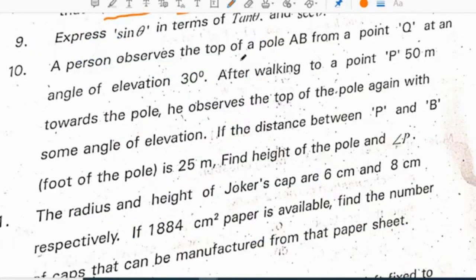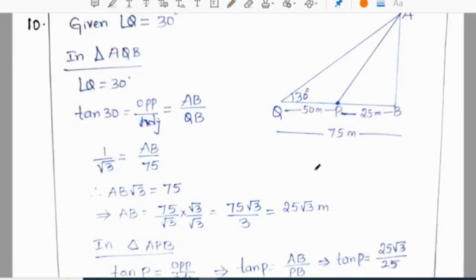10th question. A person observes the top of a pole AB from a point Q at an angle of elevation 30 degrees. After walking to a point P 50 meters towards the pole, he observes the top of the pole again with some angle of elevation. If the distance between P and B is 25 meters, find the height of the pole. So as per the question, this is the diagram. A person is observing the top of the pole A making an angle of 30 degrees, and he moved from Q to P, 50 meters, and the distance between P and B is 25 meters. Clearly it is given in the question.